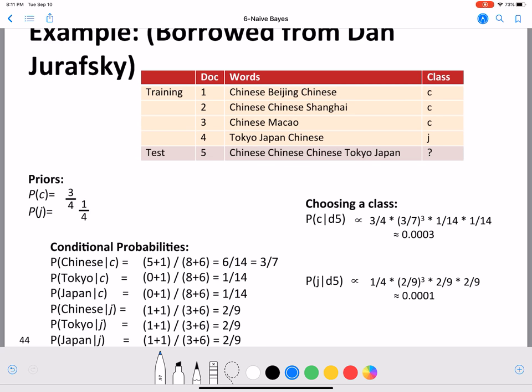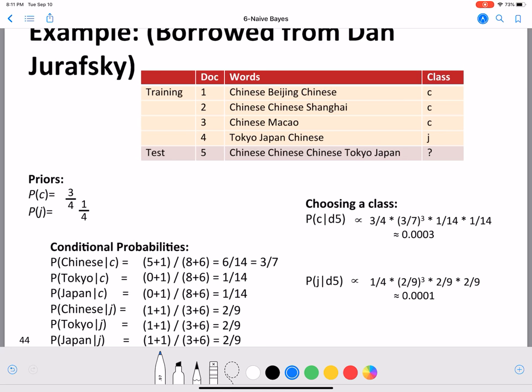So for text classification, we are looking at a simple data set here. The red table gives us the data set, and we have Chinese documents and we also have Japanese documents, and we have words. So words are our features.